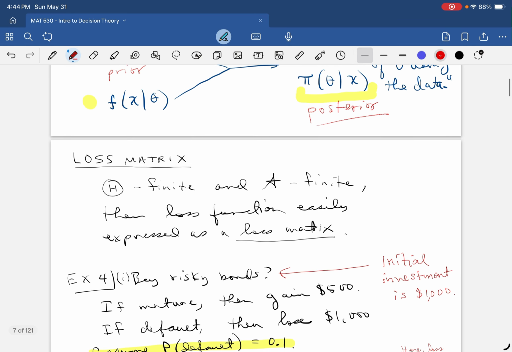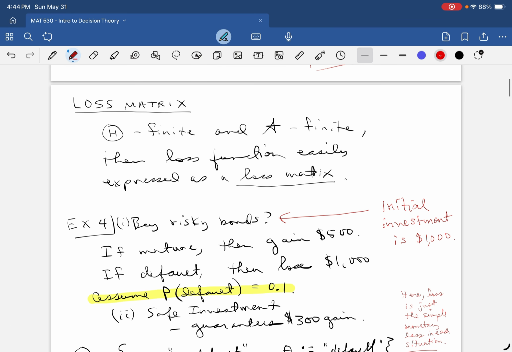Okay, so let's look at another example and get back to this idea of loss. And so in the cases where our parameter space and our action space are both finite, then the loss function is essentially a loss matrix. It's basically a table. So in the textbook, there's an example of an investor having two options.